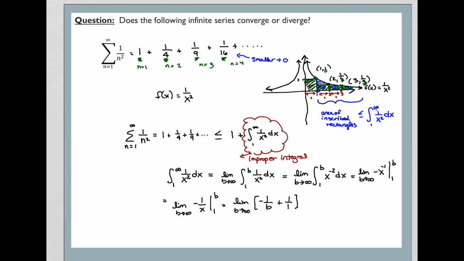Carrying on, as b goes to infinity, what can we say about 1 over b? Well, negative 1 over infinity, as b gets infinitely large, this heads to 0. And so that tells me that this limit is just 1. If we have an improper integral that ends with a limit that is finite, what do we say? We say that the integral converges.